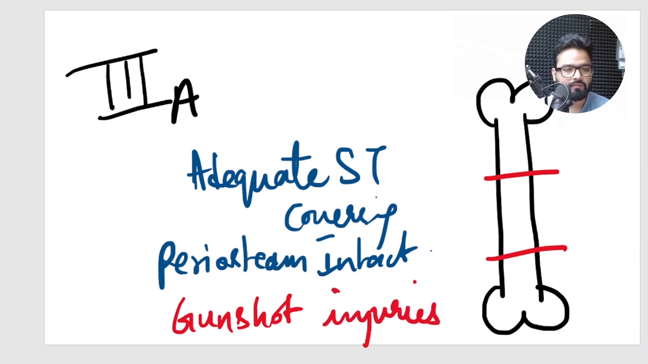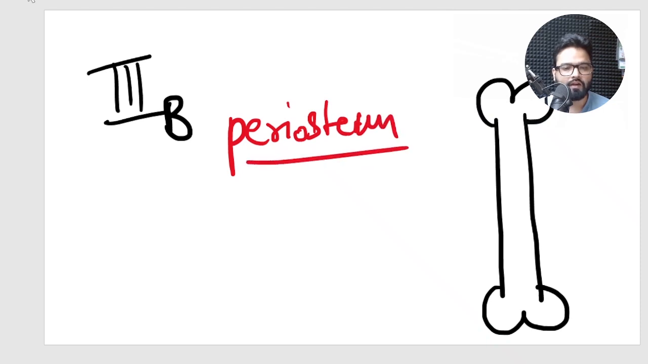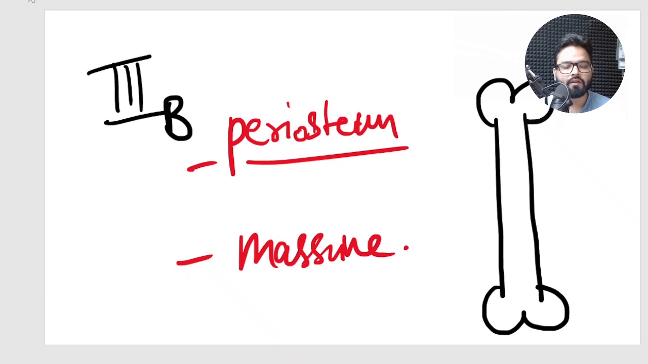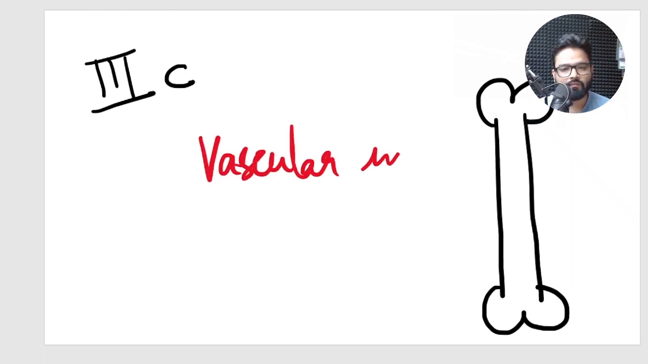Type 3B fractures are the fractures where the bone is exposed extensively and the periosteum is not intact and damaged. The fractures with massive contamination also come under 3B. Type 3C fractures are fractures of high velocity with extensive soft tissue component associated with a vascular injury which requires repair.